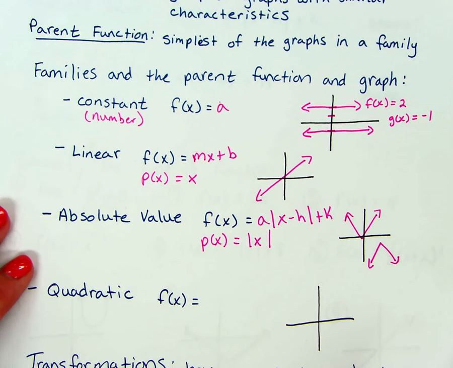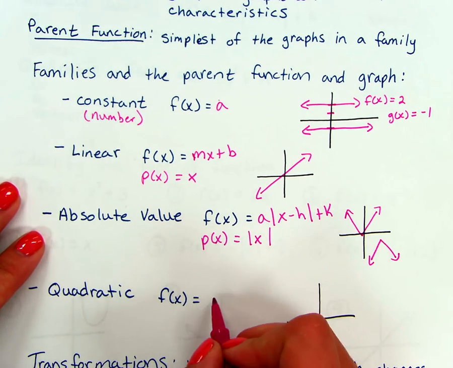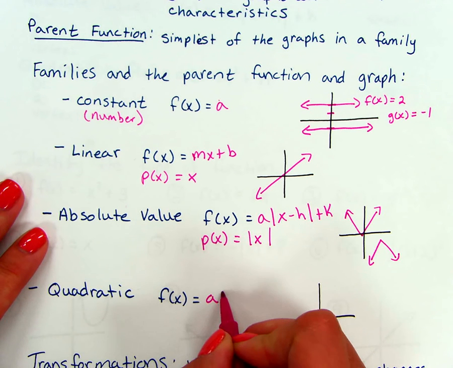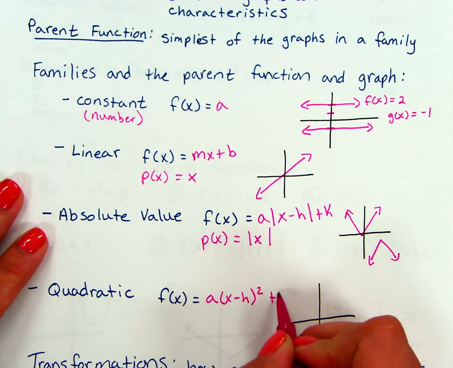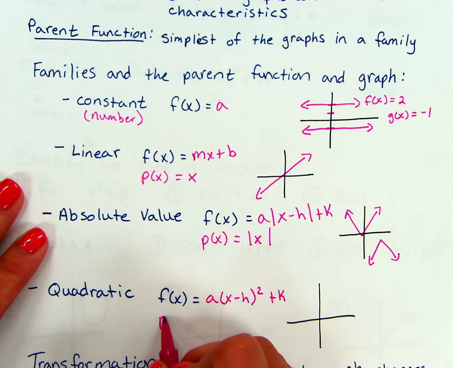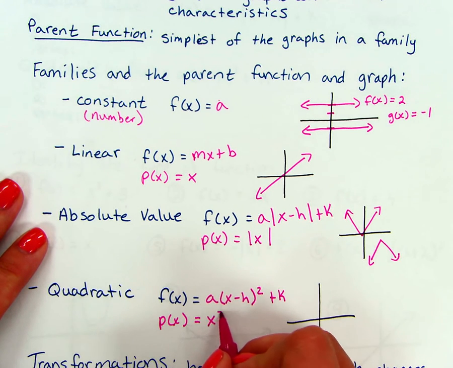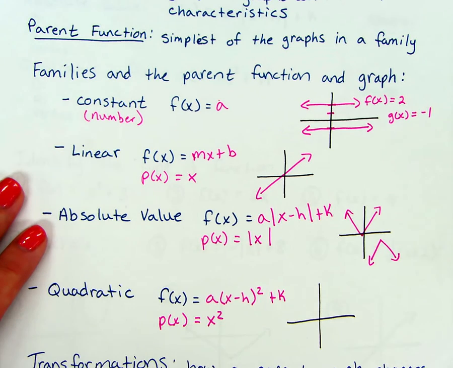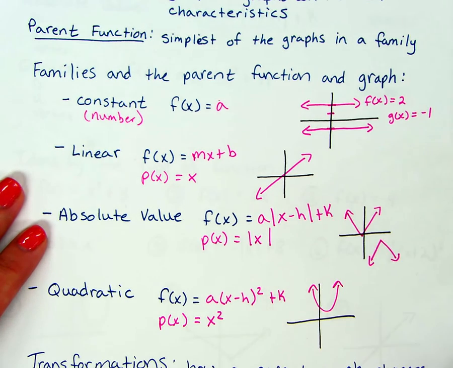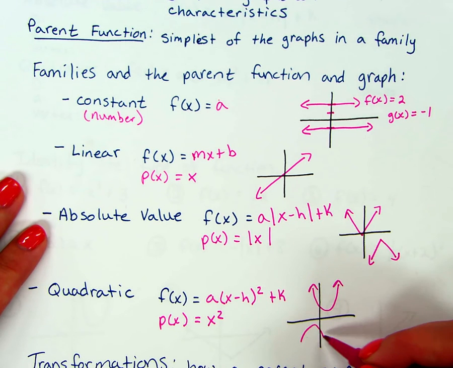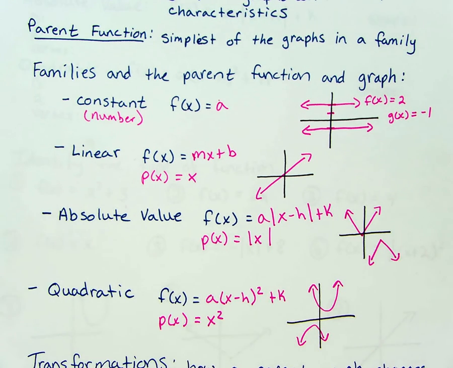All right, and the last family that we're going to talk about are quadratics. So again, our general equation is going to be a times a quantity of x minus h squared plus k. And then our parent function is going to be just x squared. So this family is going to be a U shape. So it's going to look something like this. So again, it can open up, or if we want it, it will also be able to open down. Okay, but a quadratic equation is a U shape.